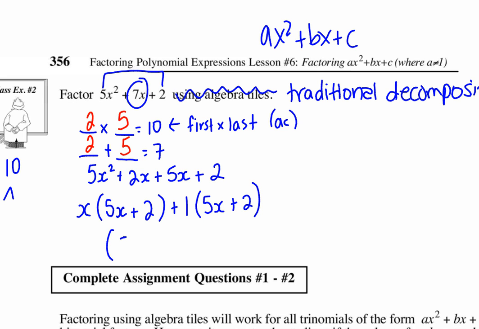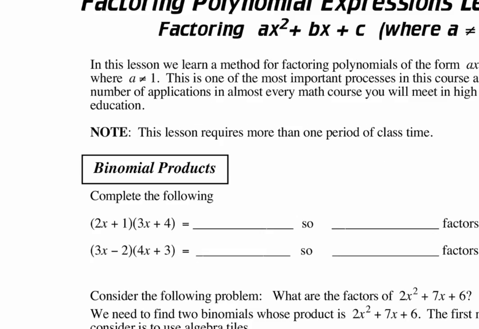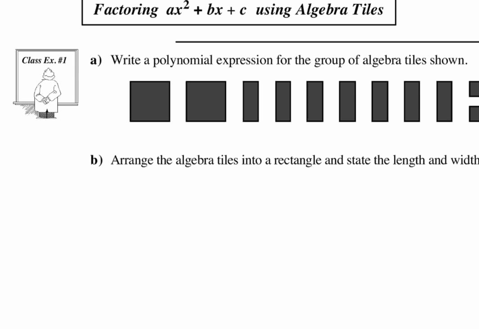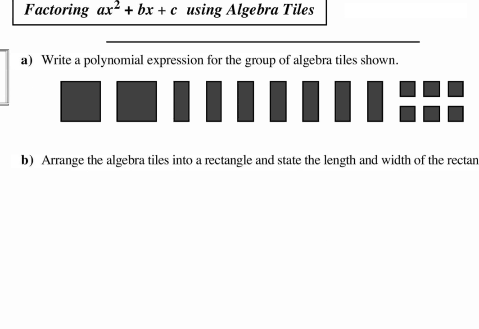And then we write our final answer by factoring out the 5x plus 2. We have x plus 1. Okay? So that's the traditional method. That's one method. What's another method? Well, let's go back a page. How about algebra tiles? That's also a method. We'll get to your method in a second. But let's just quickly do one question with algebra tiles and then move on.